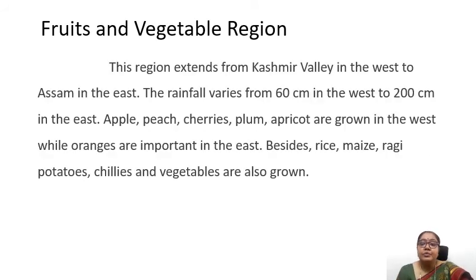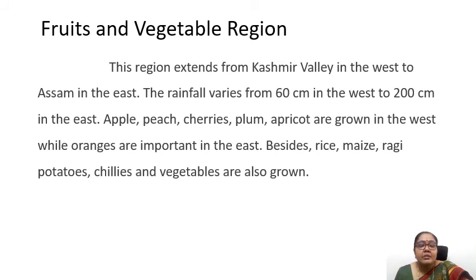Moving on to the fruits and vegetables region. We know that there are certain products which are very famous. Certain oranges or apples or cherries are produced in certain parts of India. This region extends from the Kashmir Valley in the west to Assam in the east. The rainfall varies from about 60 centimeters to about 200 centimeters in the east.